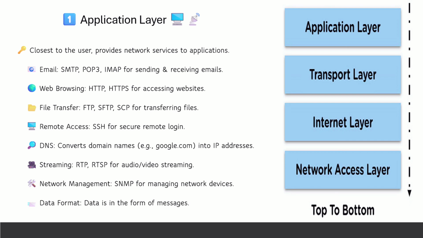File transfer: FTP, File Transfer Protocol, SFTP, Secure File Transfer Protocol, and SCP, Secure Copy, facilitate the transfer of files between computers. Remote access: SSH, Secure Shell, allows secure remote login and command execution on another computer. Domain Name System: DNS translates human-readable domain names like google.com into IP addresses that computers understand.